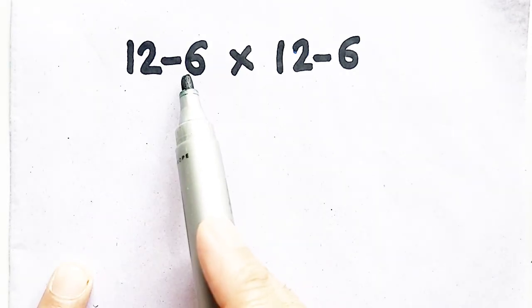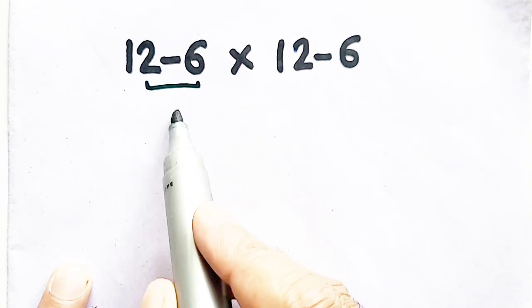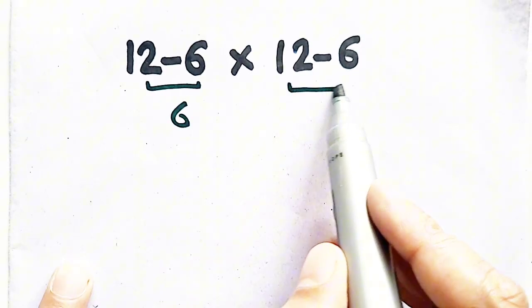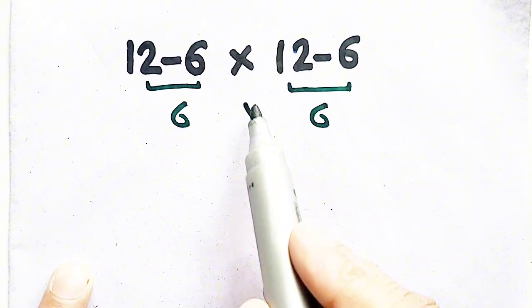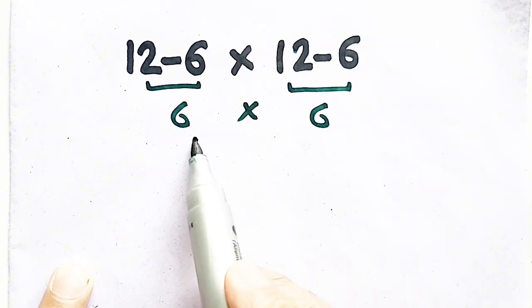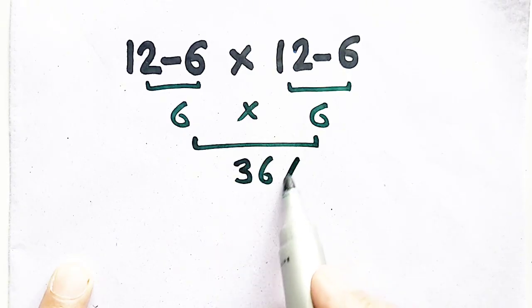It's 12 minus 6 times 12 minus 6. 12 minus 6 will be equal to 6, and 12 minus 6 is also equal to 6. And here is multiplication. 6 times 6 will be calculated. Then we have the answer 36.